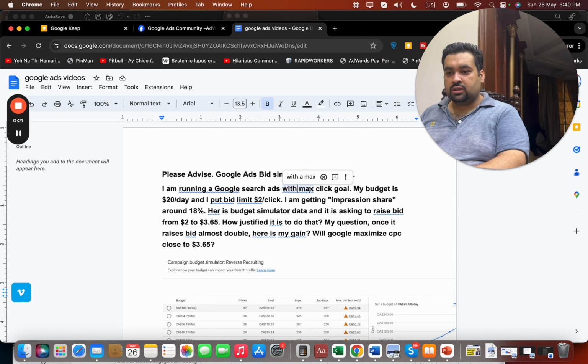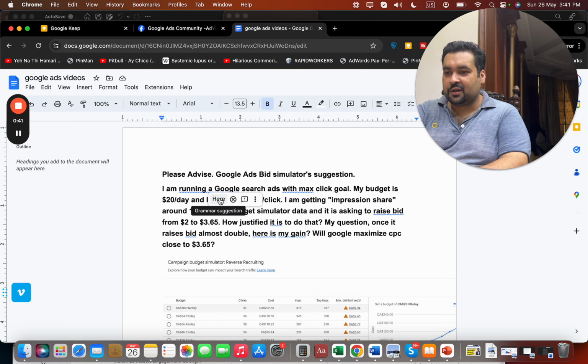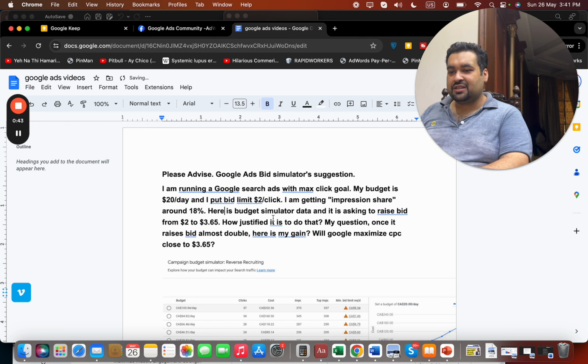I'm running Google search ads with a maximize clicks goal. Okay, your goal is to maximize clicks. My budget is $20 per day, and I put a bid limit of $2 per click. I'm getting an impression share of around 18%. Here is the budget simulated data, and it is asking to raise the bid from $2 to $3.65. How justified is it to do that?